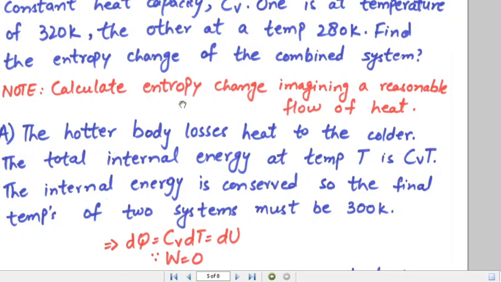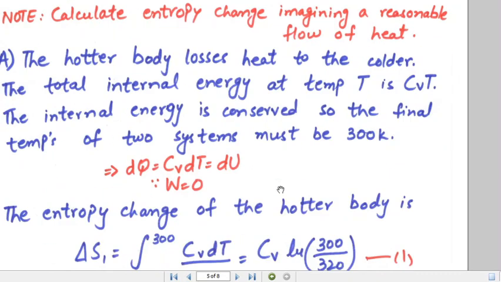Since one is at 320 and the other is at 280 Kelvin, and the specific heat is constant for both these objects, it means that whenever they are in thermal contact, the final temperature of this combined system will be the average temperature of these two objects, which will be 300 Kelvin in this case. So the final temperature of the combined system will be 320 plus 280 divided by 2, which is equal to 300 Kelvin.